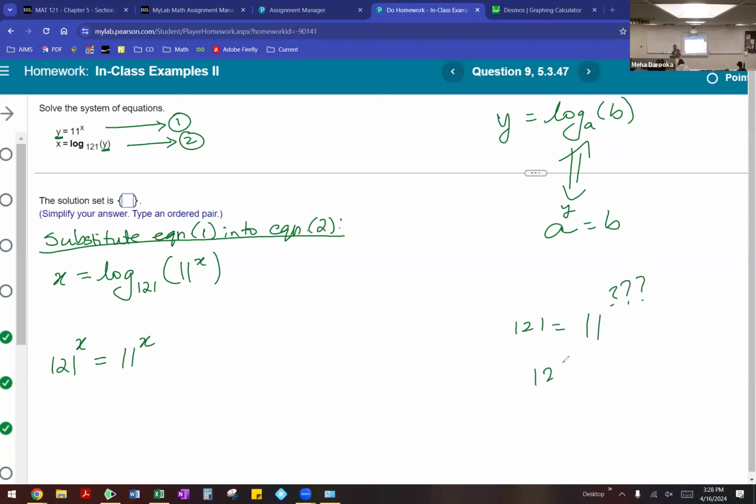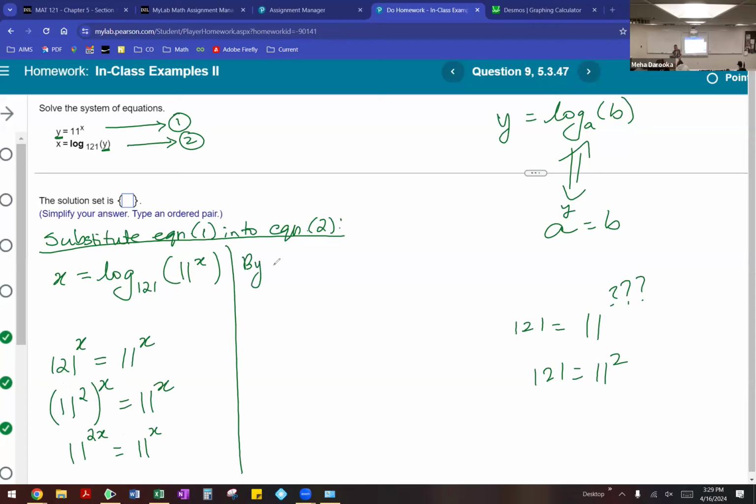121 is 11 squared. So you can rewrite this guy as 11 to the second power to the power of x. So again, using the exponential properties, I can multiply the two exponents on the left and it will become 11 to the power of 2x equals 11^x. And this is where that 1-to-1 property for exponential functions will kick in. You can say 2x is equal to x.